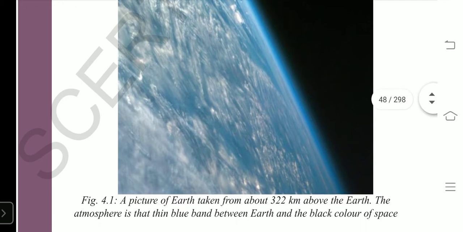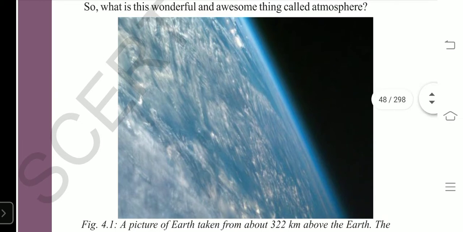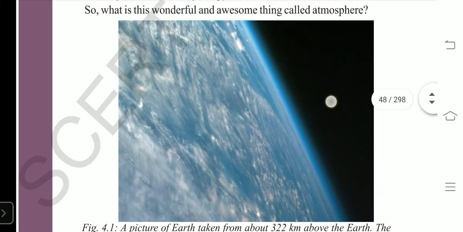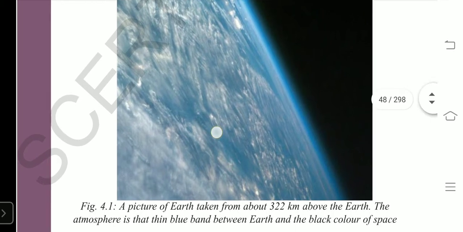For example, atmosphere prevents harmful rays, that is UV rays, ultraviolet rays, which are prevented by atmosphere. So that is an advantage. And green plants take carbon dioxide which is present in atmosphere and use the sunlight in the process of photosynthesis. In biology you'll study this.